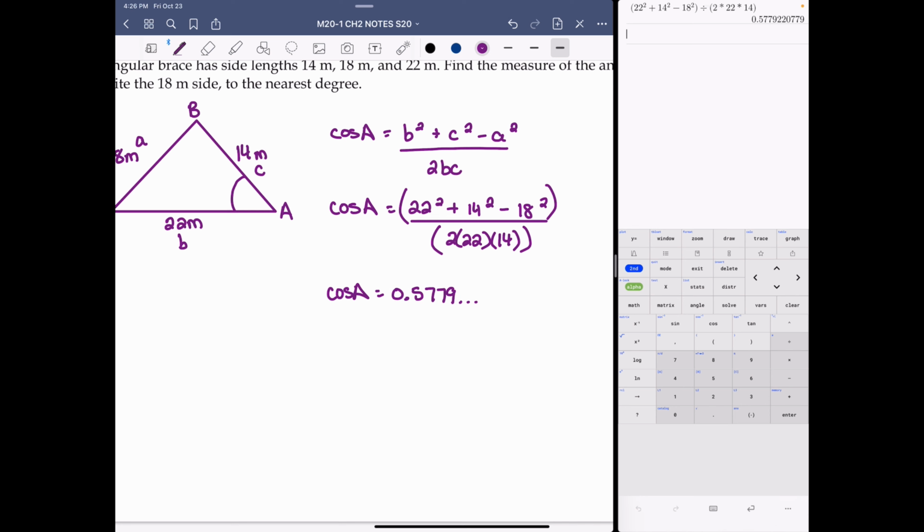0.5779... We want A, not cos A, so we do A equals cos inverse of 0.5779... Second cos, second answer, enter. We get A equals 54.6954... So A equals 55 degrees.